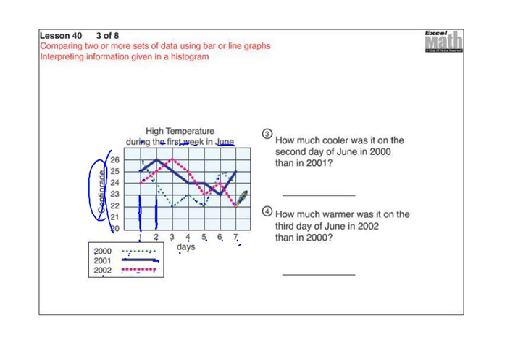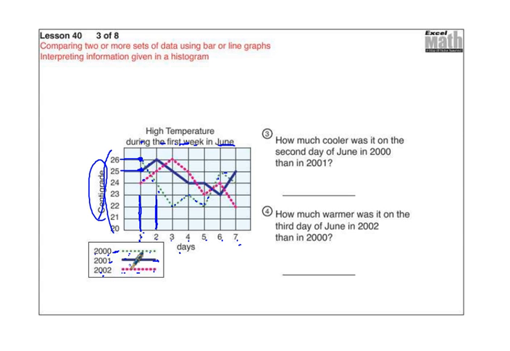So let's take a look at how we figure out the data on here. On June 1st in 2000, the temperature would have been right here. You go straight up from the June 1st, right over there where that dotted line is, and that means it was 26 degrees on June 1st in the year 2000. 2001, the solid line, we come up and it was 25 degrees.